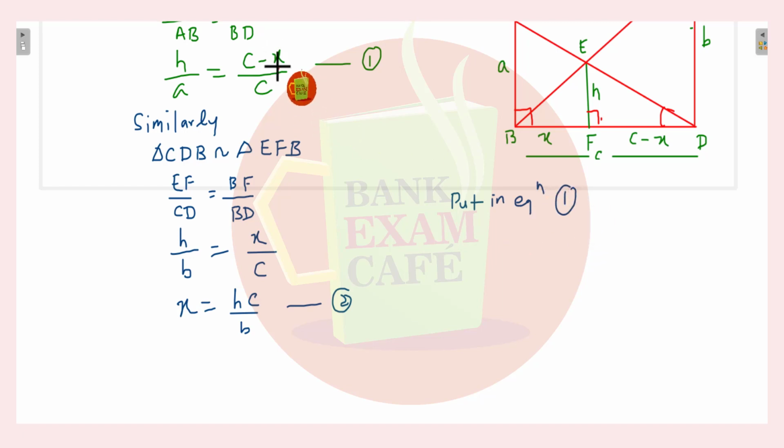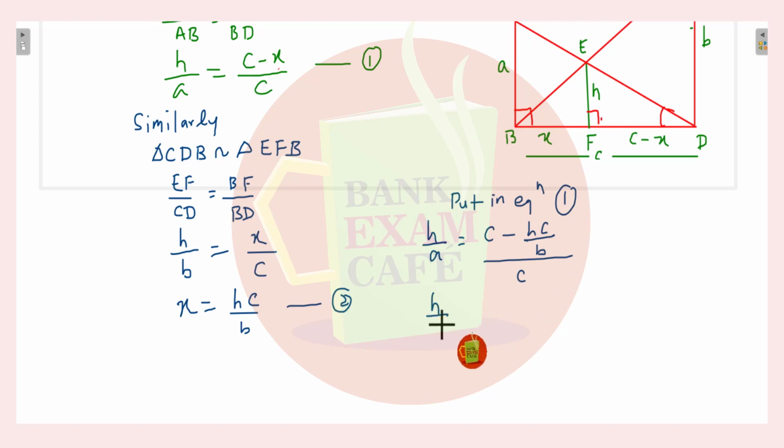So if you put here in equation 1, you will get H upon A, that is equal to C minus the value of X, which is HC upon B. We are putting it here. So HC upon B upon C. Now we will solve this further, so first we will solve the numerator.